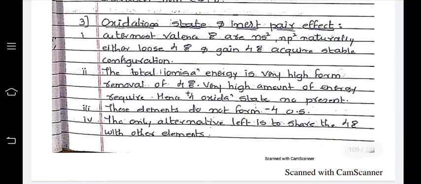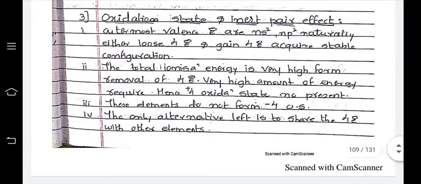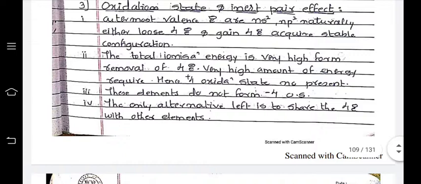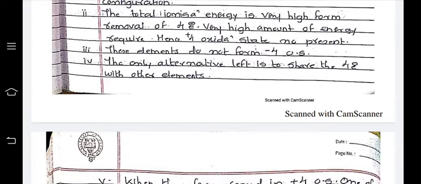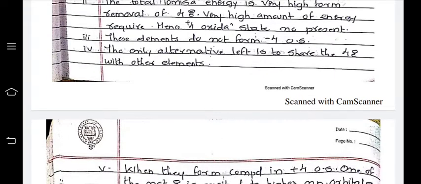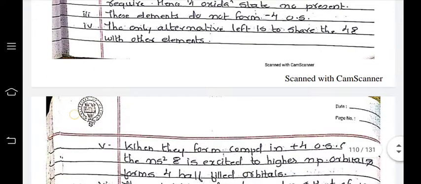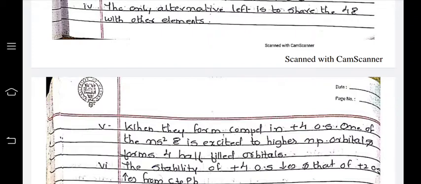Oxidation state and inert pair effect. The outermost valence electrons are ns2 np2, so they either lose 4 electrons or gain 4 electrons to acquire a stable configuration. The total ionization energy for removal of the 4 electrons is very high, and a very high amount of energy is required. The elements do not form the minus 4 oxidation state. The only alternative left is to share the 4 electrons with other elements.